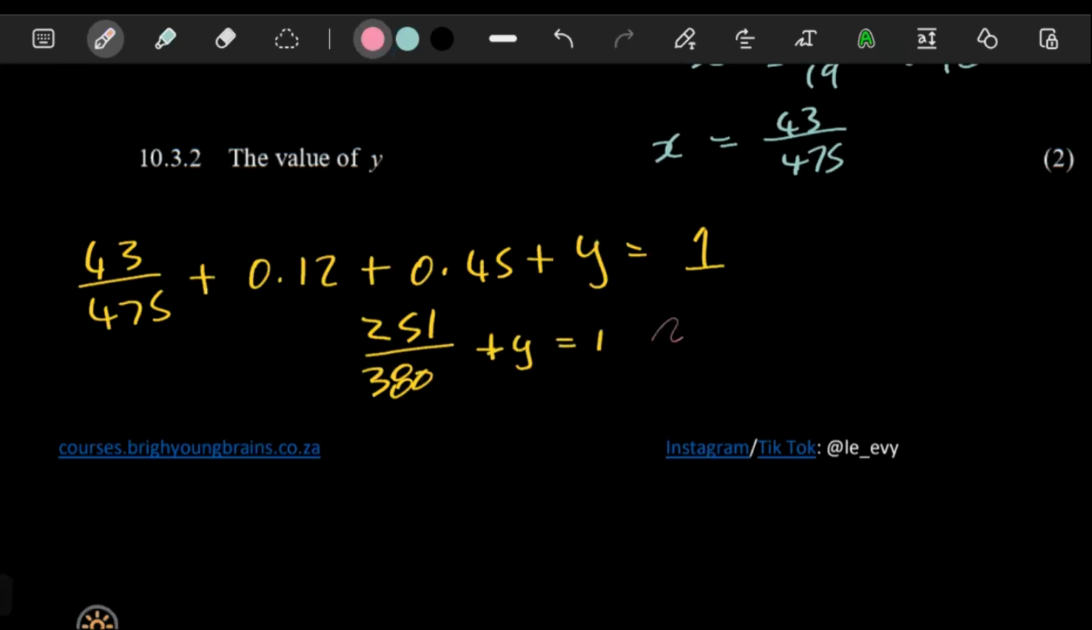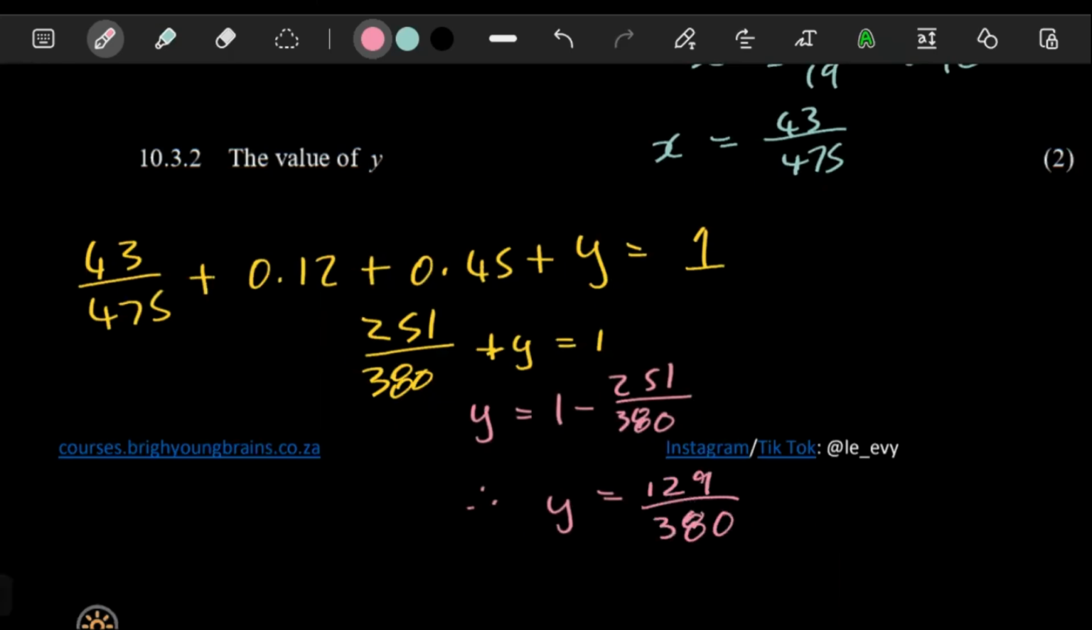Now we can move this to the other side. y is equal to 1 minus 251 over 380. So let's see what this gives us. 1 minus the answer is equal to 129 over 380. And that's the way we like it.